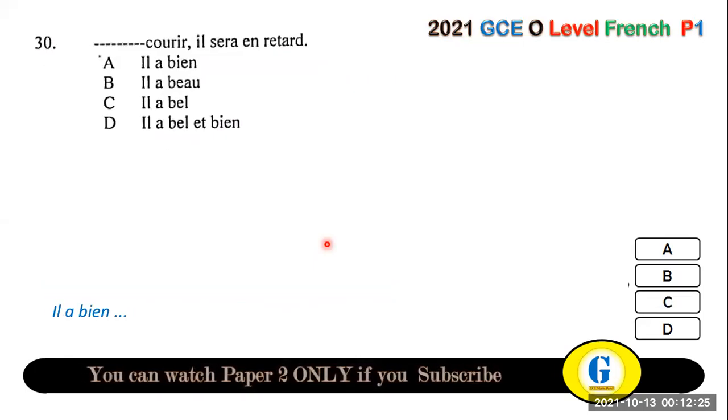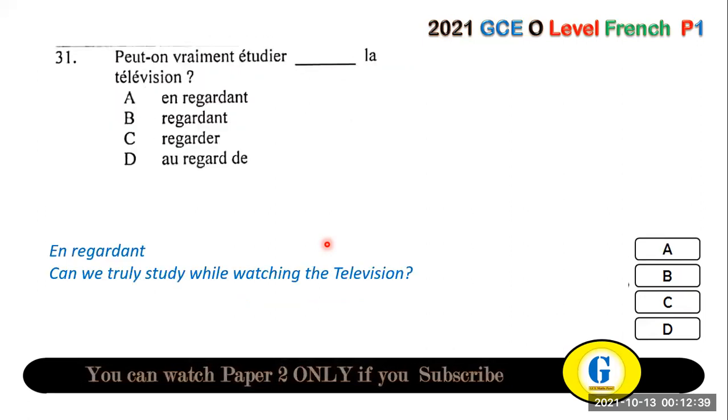Okay, 30. Blah blah blah courir. Il sera en retard. So here, il a bien couru. Il sera en retard. Third one. Peut-on vraiment étudier blah blah blah la télévision? So can we really study while watching the television? That's the best thing, right? So en regardant. So can we really study while watching, en regardant la télévision? So en regardant is the best. While watching.